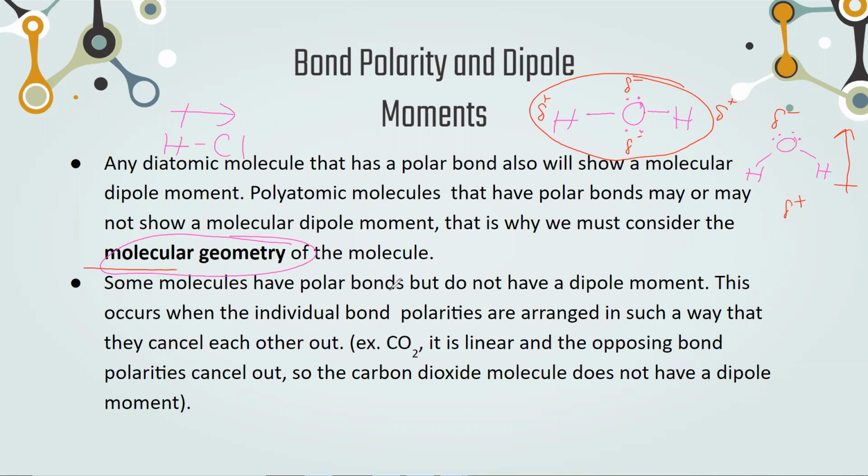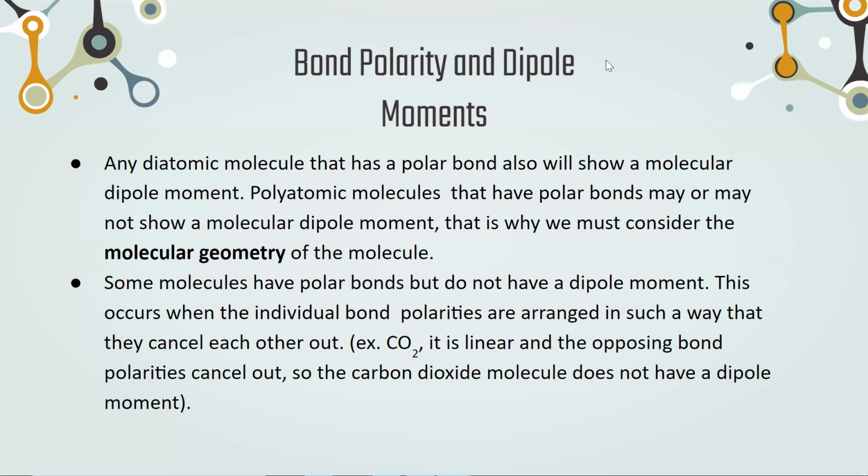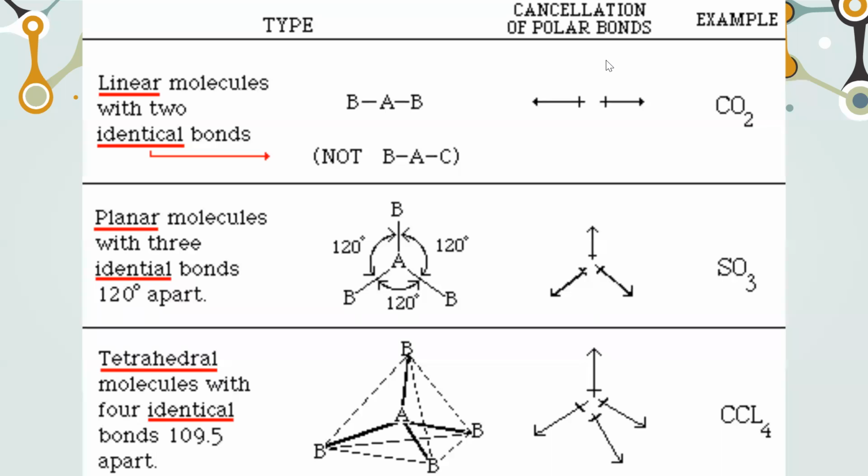So we will get to molecular geometry in a little bit, not right now, but we'll start factoring that in as we go. But the thing is that some molecules have polar bonds but don't actually have a dipole moment. And that has to do with the shape of them a lot of times as well. So if you look at this table, linear molecules with two identical bonds would be an example of something that has polar bonds but no overall dipole moment, because this is what carbon dioxide looks like drawn out.